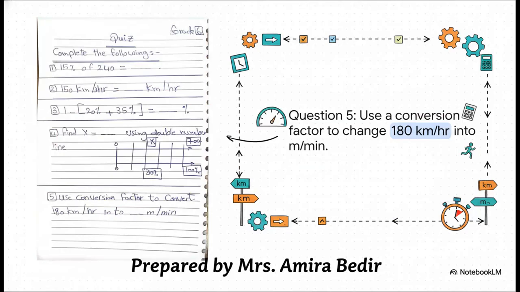Okay, time for the boss level, question 5. This one's a bit trickier because we have to convert two different things at the same time. We're going from kilometers to meters, and we're going from hours to minutes. The key is to just stay calm and handle one conversion at a time.